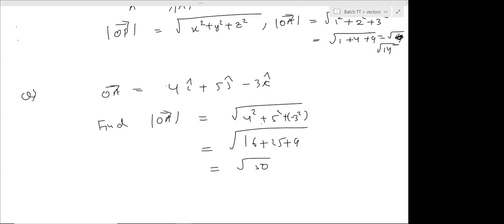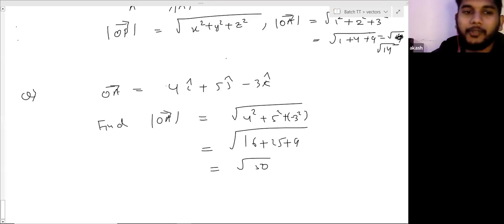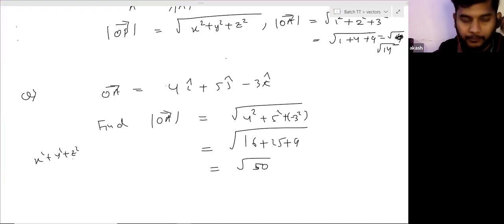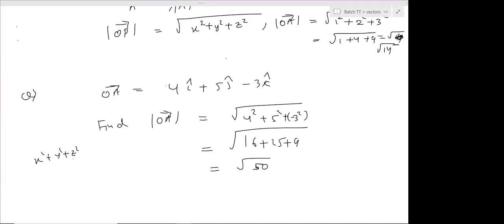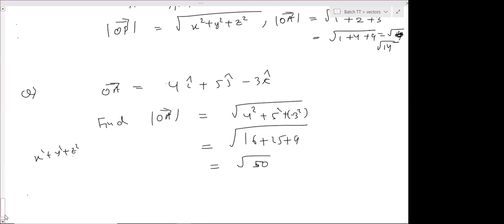Because we took -3 whole square, not -3 the whole square. All right, all right. The coefficient square, right? x square plus y square plus z square. So the value of z here is -3. So z square, if you do, it will become positive. Everyone is clear about this? Yes, sir. All right.